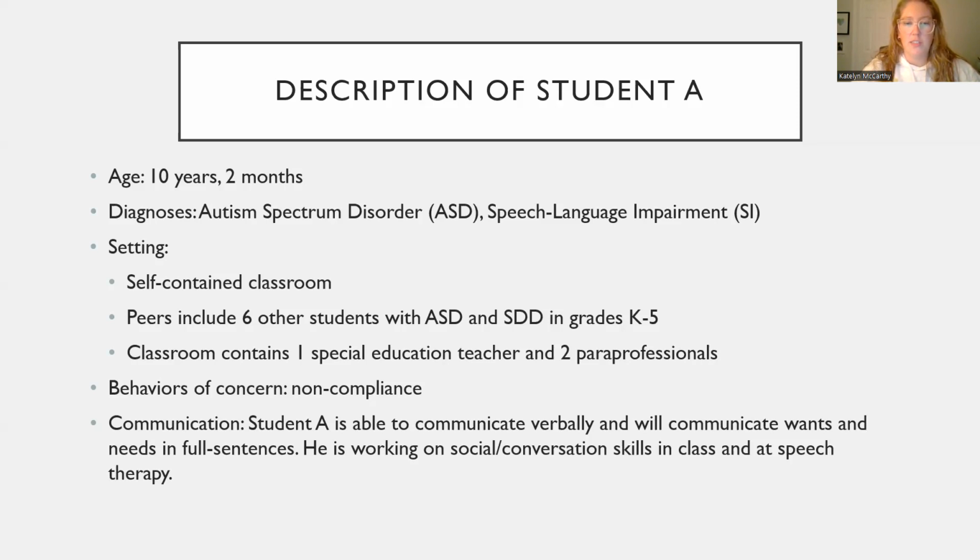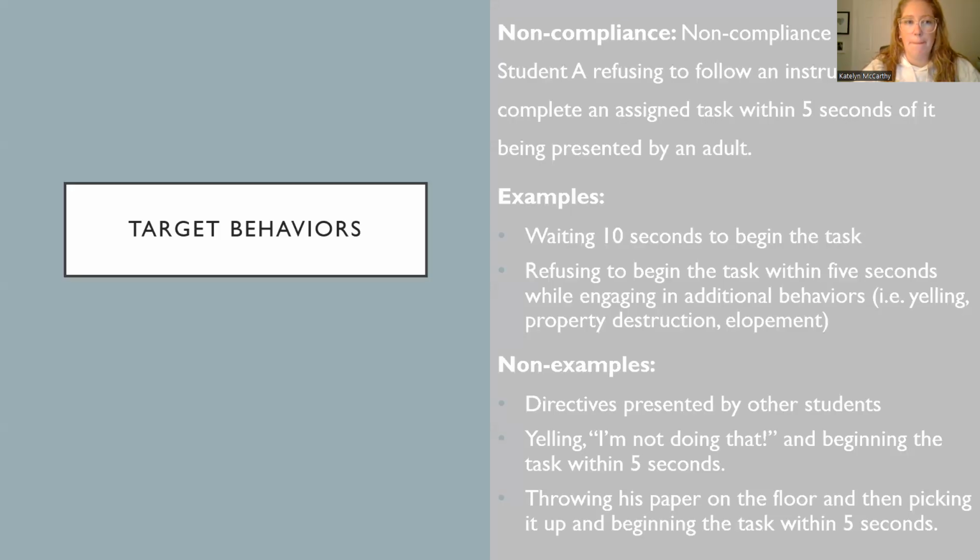The classroom contains 1 special education teacher and 2 paraprofessionals. In this class, student A is the highest functioning of his peers. His behaviors of concern include non-compliance, which looks primarily like refusal to complete academic tasks. Student A is able to communicate verbally and will communicate wants and needs in full sentences. He is working on social and conversation skills in class and at speech therapy.